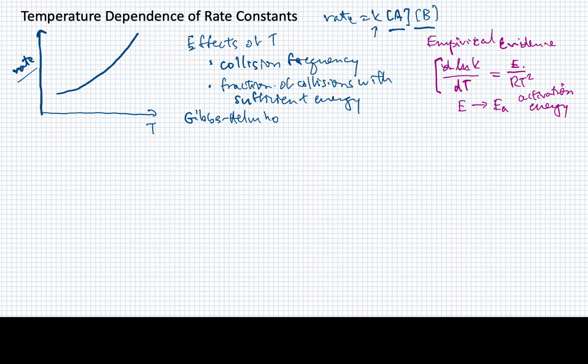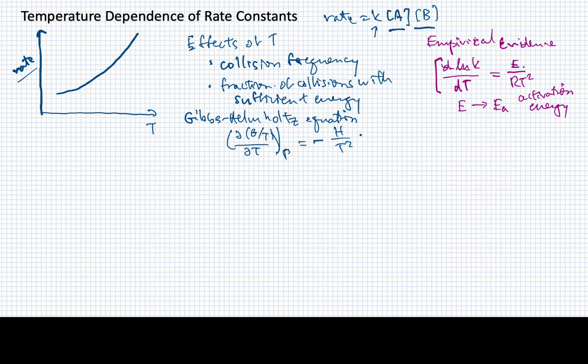Now, this had to do with very different circumstances and regarded different types of processes, but the Gibbs-Helmholtz equation basically said that the partial derivative of G over T with respect to temperature, all at constant pressure, was equal to minus H over T squared.